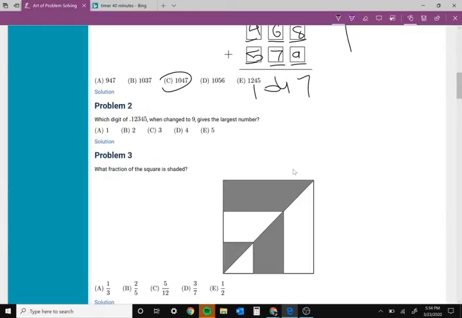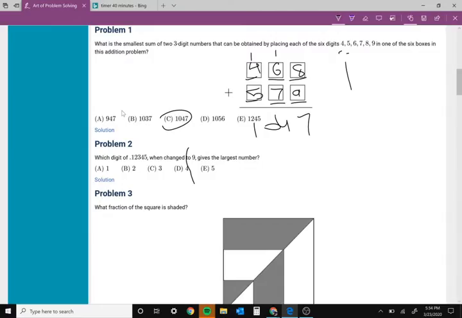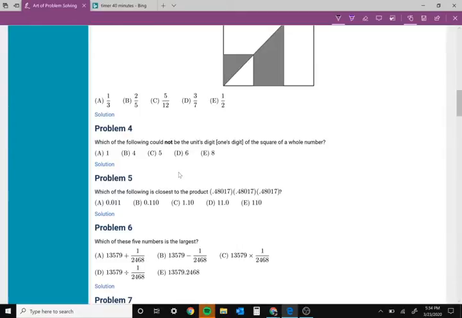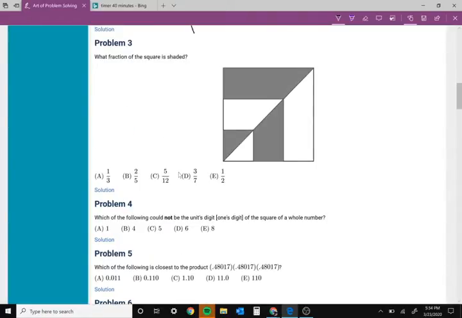Let's go to the next one. Which digit of 0.12345, when changed to 9, gets the largest number? It's kind of like the first problem. You want to change the largest number to a 9, which is going to be the 1. Because if you change a smaller number, then obviously you're going to get a smaller answer. So let's do 3. What fraction of the square is shaded?